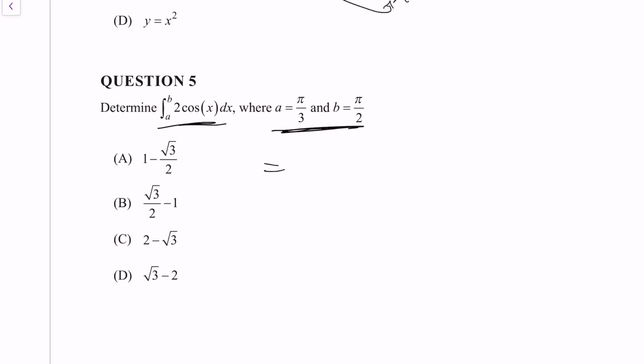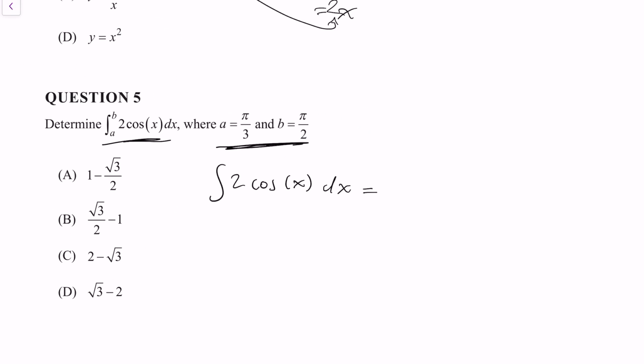So the integral of 2 cos x dx, in our formula sheet, I basically turn this into sine, and since there's no b value in here, it's just 1, so it's pretty easy. I can just say that this is equal to 2 sine x.